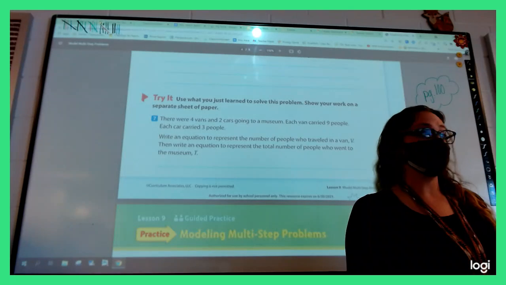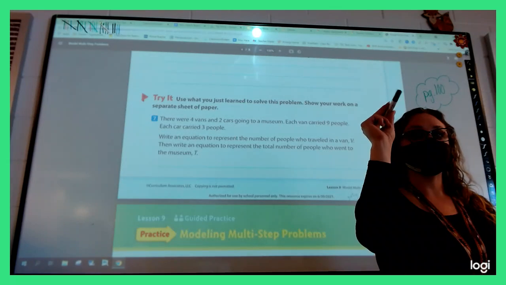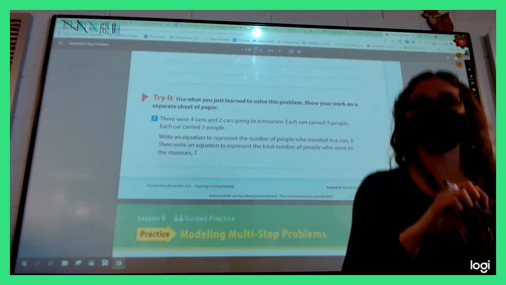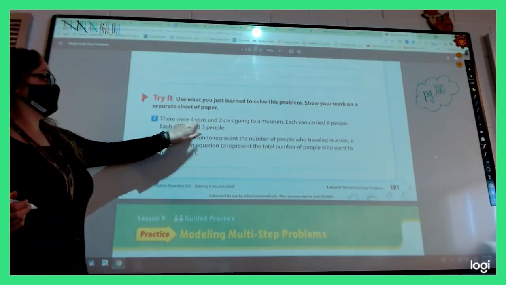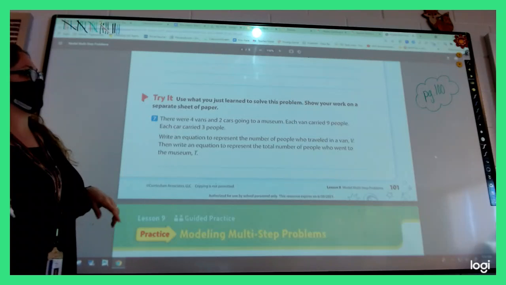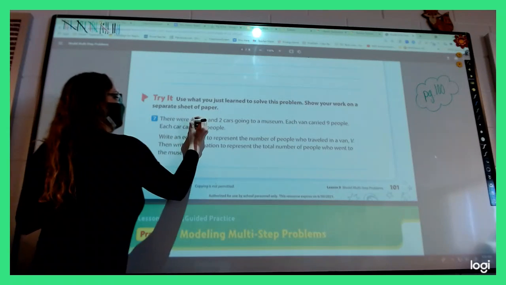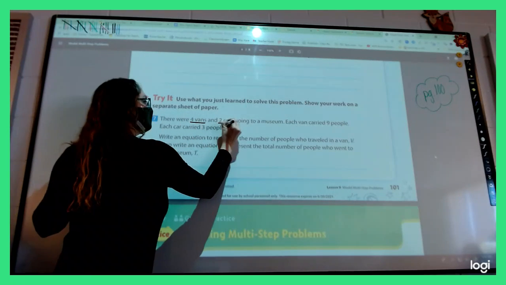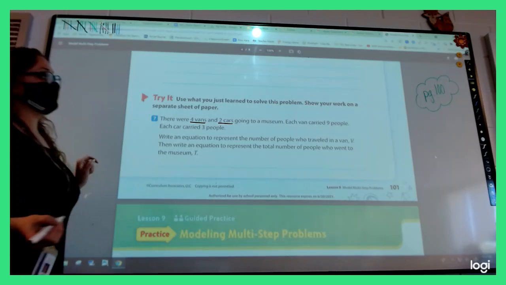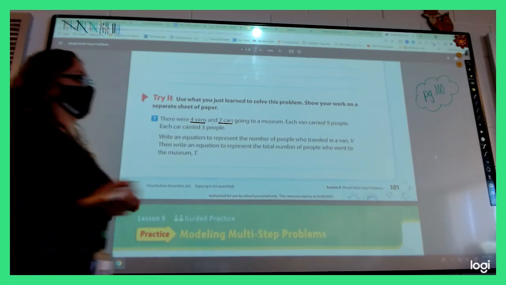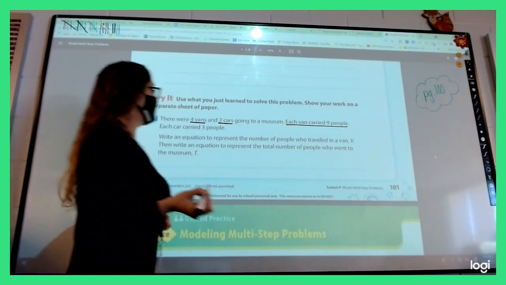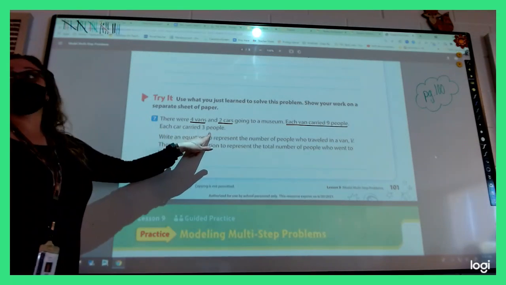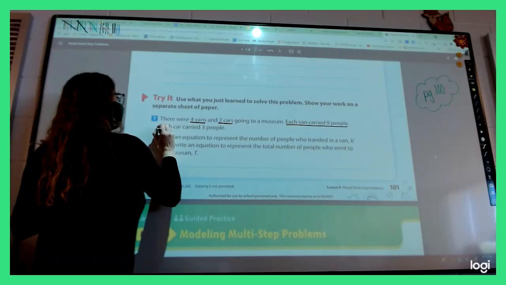First thing we've got to do is mark up our problem. Pencils in your hand, ready to go. Let's mark up our problem. There were 4 vans and 2 cars going to a museum. That's probably going to be important. Each van carried 9 people. Big van. Each car carried 3 people. Small car.